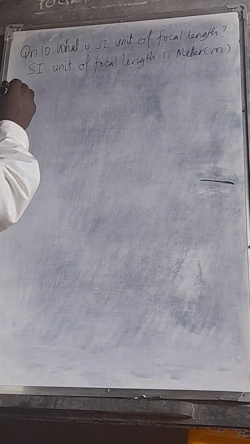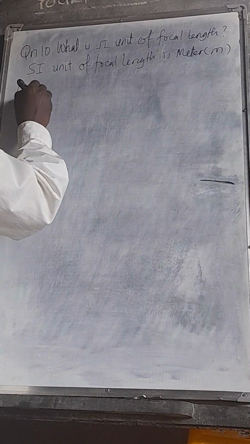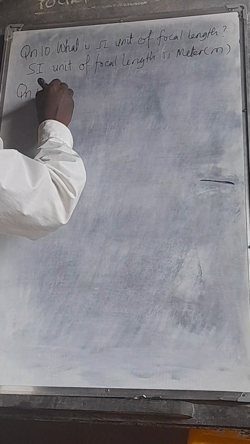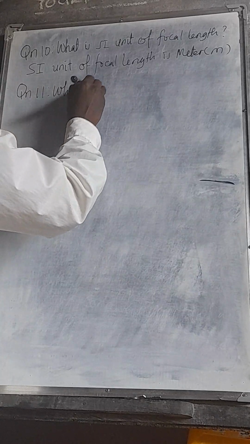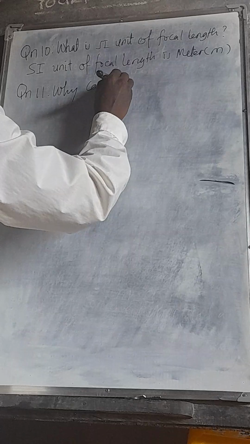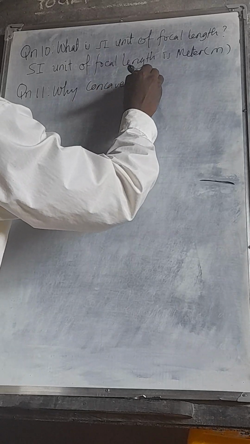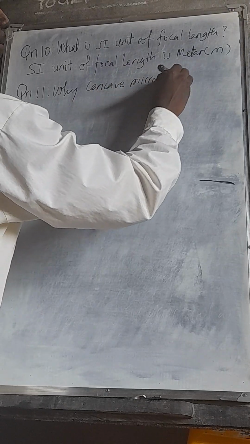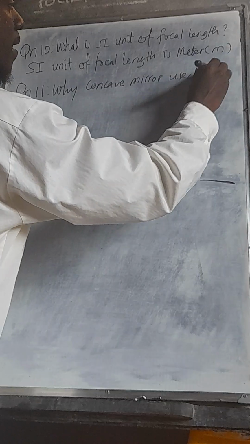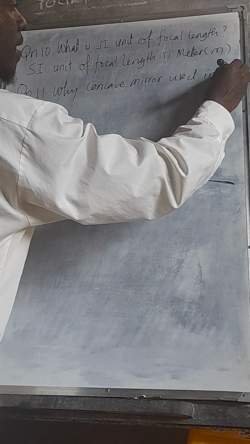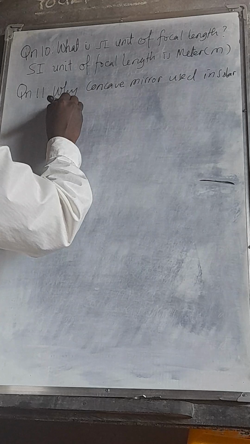Let's keep this momentum to question number 11 now. Question number 11: why are concave mirrors used in solar cookers?